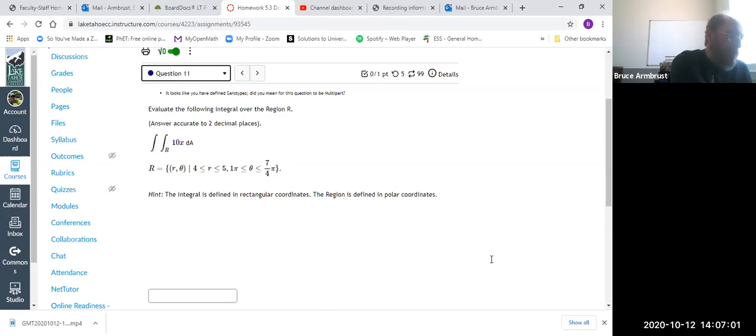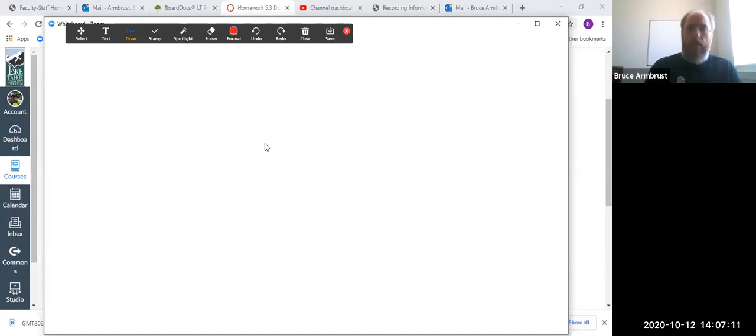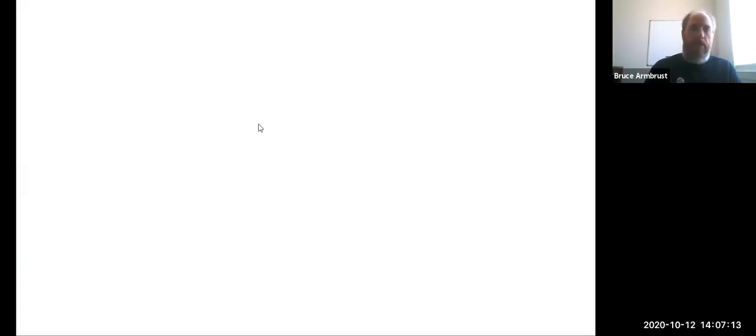So let's go to the whiteboard and clear all this other stuff, and let's try this one again. We have the double integral of 10x dA, and we're told that R is given by r between 4 and 5, theta between pi and 7/4 pi.